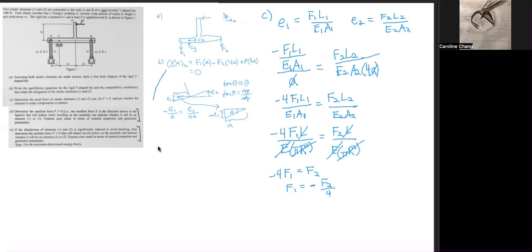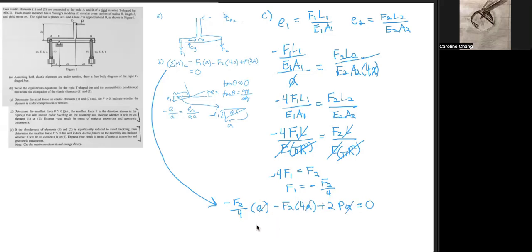We can use our initial moment equation over here, which says that F1 times A minus F2 times 4A plus P times 2A is equal to 0. So plugging in F1 equals negative F2 over 4, we have negative F2 over 4 times A minus F2 times 4A plus 2PA is equal to 0. And notice that we can divide both sides by A, so all the A's go away.